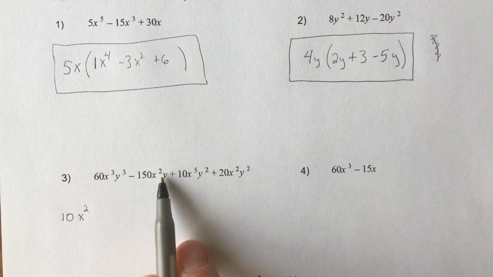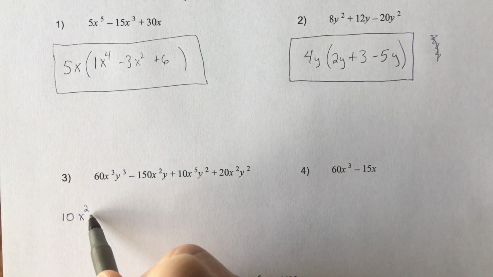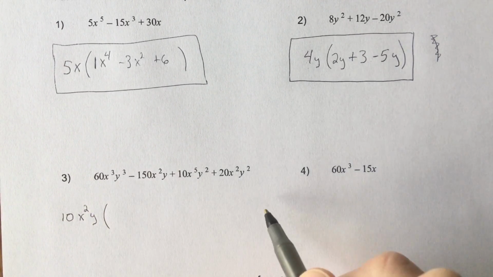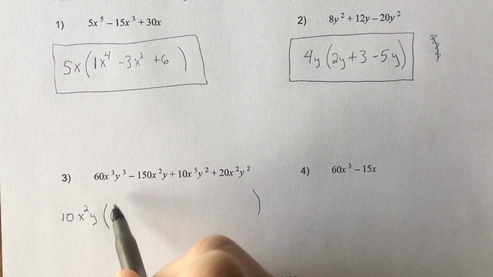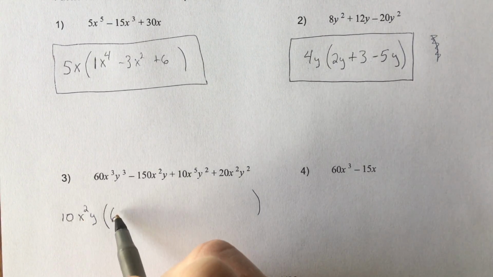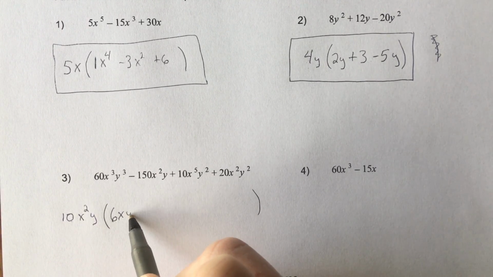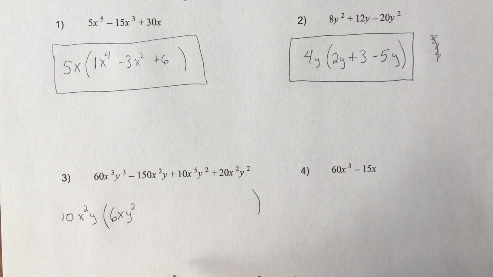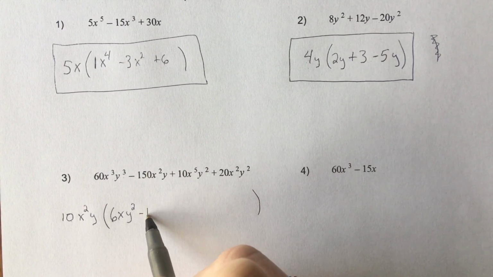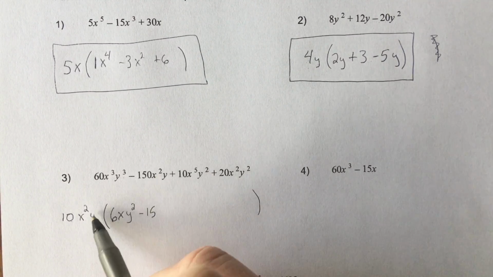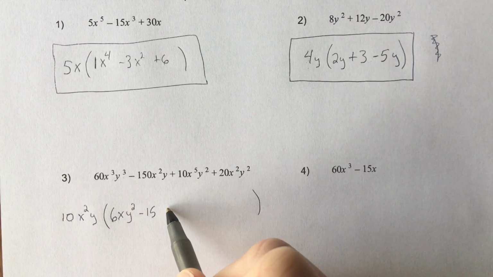And this has 3 y's. That has 1, 2, and 2. So everybody has at least 1 y. We're going to pull 1 y out. Okay? So 60 divided by 10 is 6. You had 3 x's, took 2 away. There'd be 1 left. Had 3 y's, took 1 away. There'd be 2 left. Negative 150 divided by 10 is negative 15. X squared, we took that away, took the y away, so that's all that's left there.